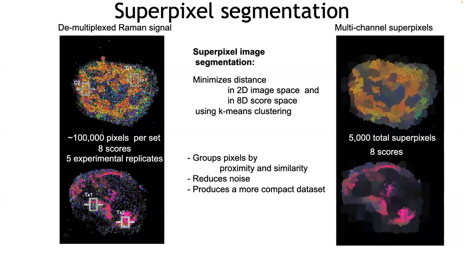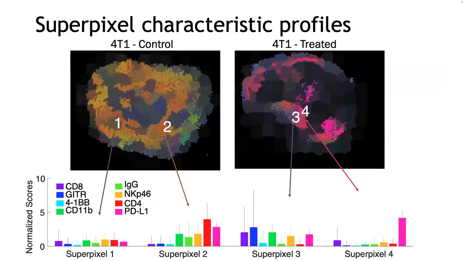So we start with these images that have, for every pixel, a spectrum of 1,000 wave numbers. Each one of those got analyzed into 8 scores based on our references, and then we reduce this using k-means clustering. I said the wrong thing before. Using k-means clustering, we reduce it into a smaller number of superpixels, again with 8 scores representing the different markers that they express. And each of these superpixels retains a characteristic profile.